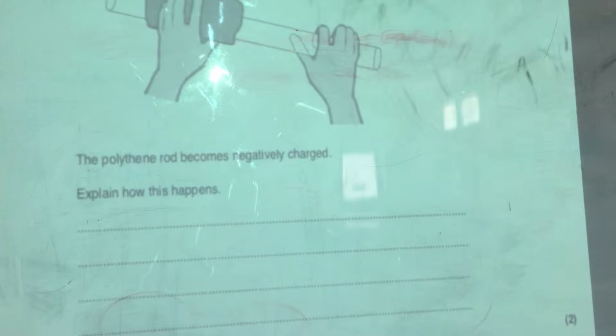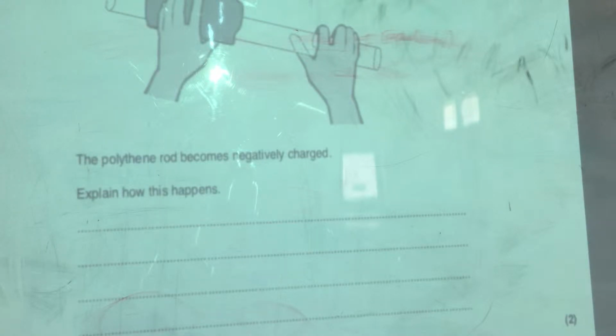Now, this question again is on static electricity. This is the diagram of a polythene rod being rubbed with a woolen cloth. You know that the whole idea of static electricity is based on friction. When two things rub against each other, they exchange charges. So we say that the polythene rod becomes negatively charged. The only reason anything will become negatively charged is if they have gained electrons.